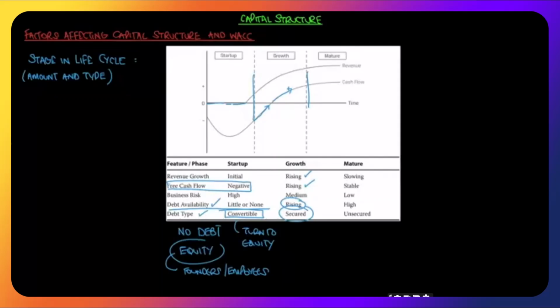And once you hit maturity, with positive, and look at this, pretty flat, stable cash flows, you will have high debt availability. And because you're lower risk, you'll be able to get it unsecured. And you'll bring more and more debt into your structure. The benefit of that: debt is a cheaper source than equity. Increasing leverage increases return on equity, so it is desirable.